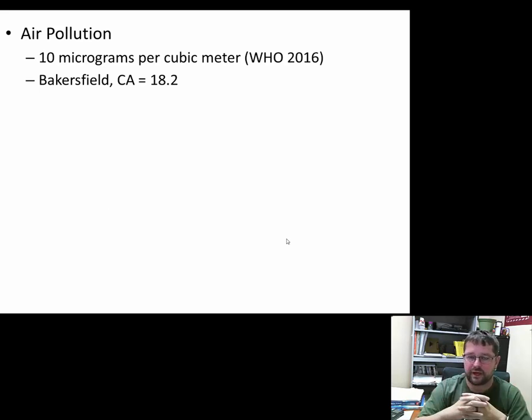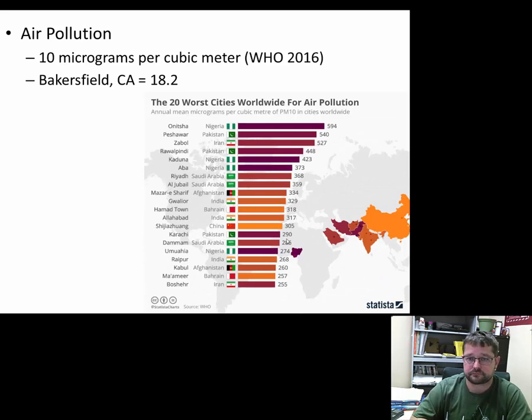Bakersfield on average is higher than that. People are still traveling out, but they've seen real world health problems with things above 10 micrograms per cubic meter. Let's look at the world though. This is scary. At least scares me if I was to live in one of these other countries. Those are the 20 worst cities for air pollution.